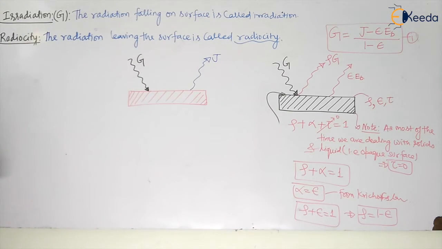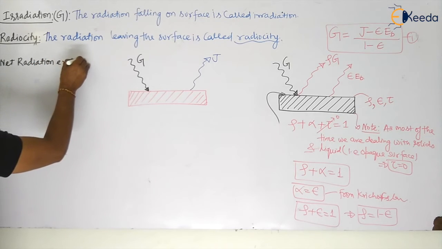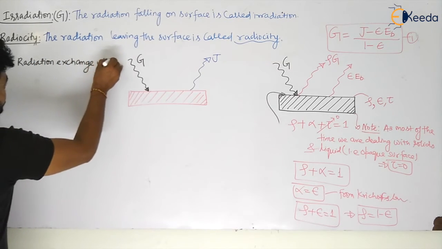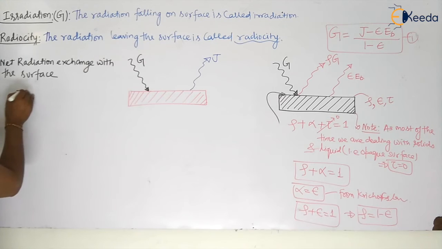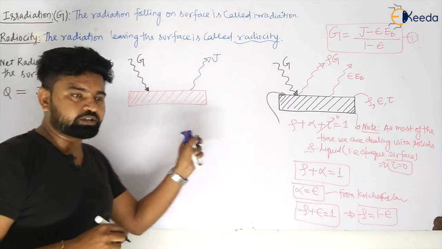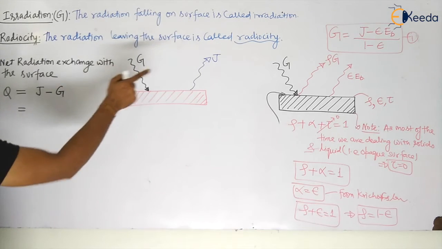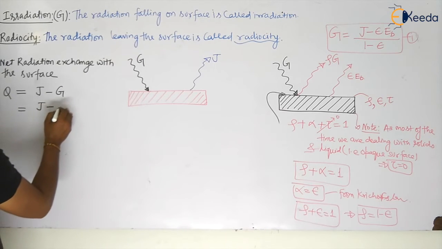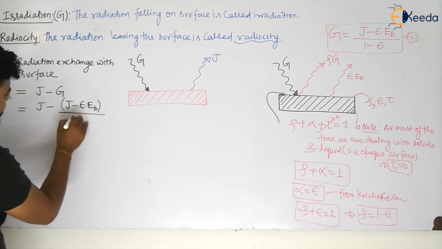Now the net radiation exchange with the surface is equal to Q is equal to, that will be nothing but J, that is the radiation leaving the surface and radiation coming to the surface. So this will be J minus G. Okay. So let us put the value of G from equation number 1. This will become J minus E of EB divided by 1 minus E.